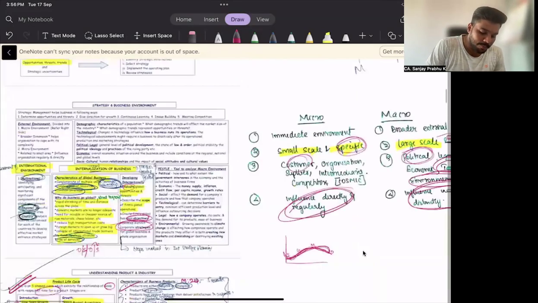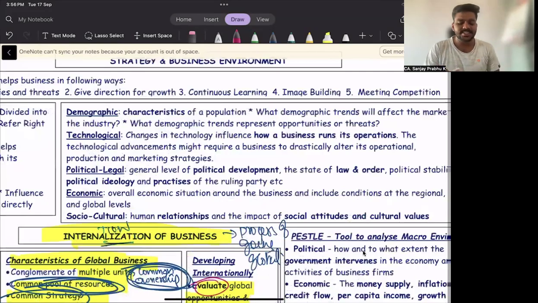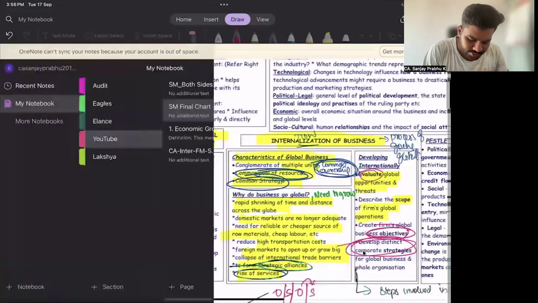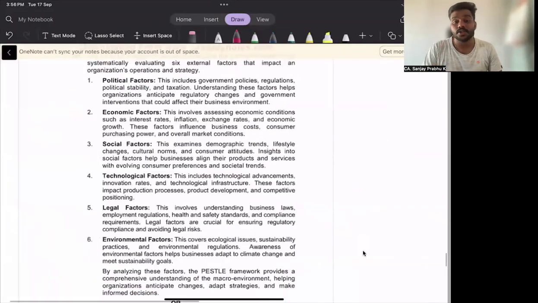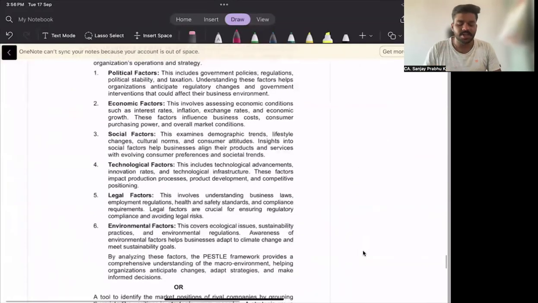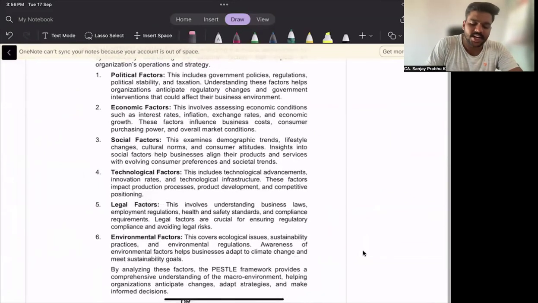Then we have to learn about PESTLE analysis. See, you can see one question in the mock test paper, PESTLE analysis. അതുമായി ബന്ധപ്പെട്ട പോയിന്റ്സ് വായിച്ചാൽ മതി. സോ പെസ്റ്റൽ അനാലിസിസ്, നിങ്ങളുടെ മാക്രോ എൻവയോൺമെന്റ് പഠിക്കാനുള്ള ടൂളാണ് പെസ്റ്റൽ അനാലിസിസ്. പൊളിറ്റിക്കൽ, ഇക്കണോമിക്കൽ, സോഷ്യൽ, ടെക്നോളജിക്കൽ, ലീഗൽ, എൻവയോൺമെന്റൽ ഫാക്ടേഴ്സ്.